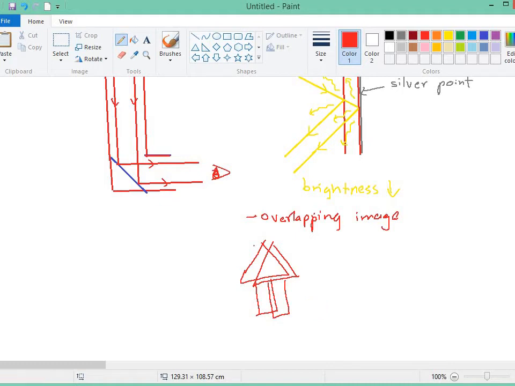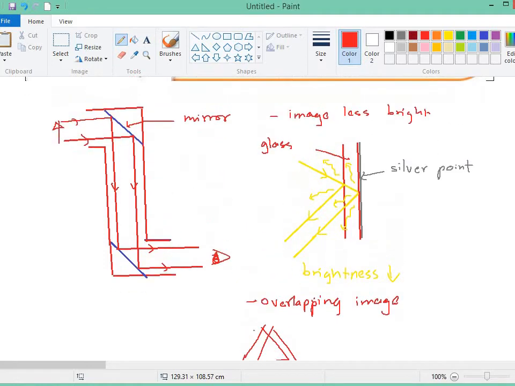So these are two problems with using a mirror periscope. Okay, this is a mirror periscope. This is the problem with the mirror periscope. Okay, so why do I explain this mirror periscope to you? Because the question usually likes to ask.